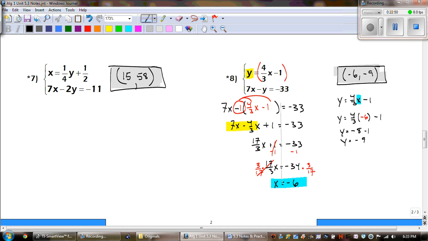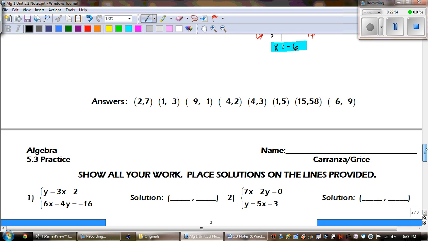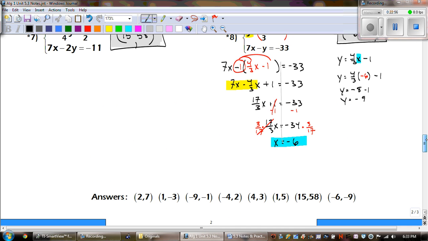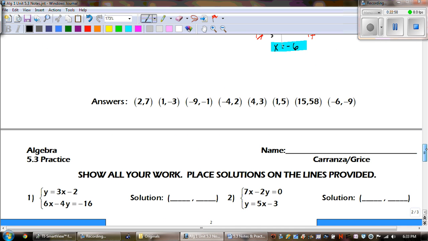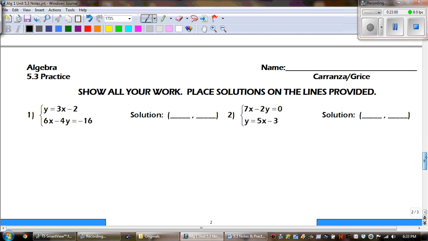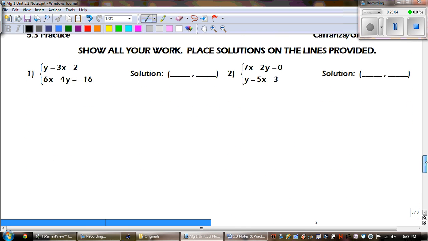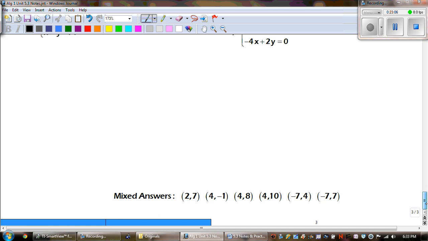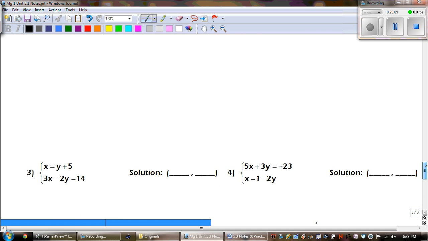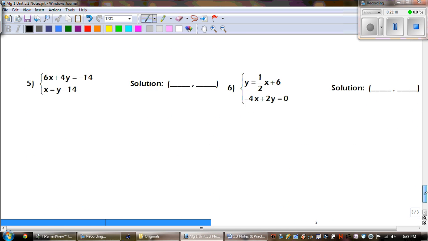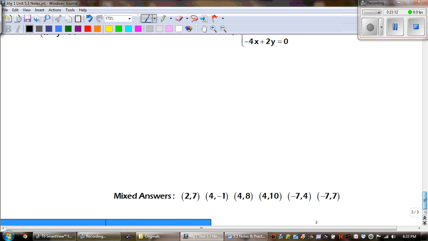Well, guys, I'm going to stop it right now because it's the end. Now, your homework is 5.3 practice. Oh, look at that. All the answers were down there. I didn't even know that. Okay, so there's your homework, 5.3 practice. There are mixed answers on the bottom. Look, no fractions down there. So if you guys get fractions on something, try it again.